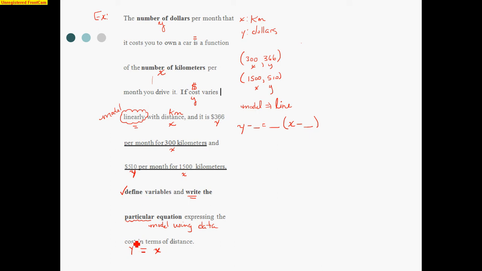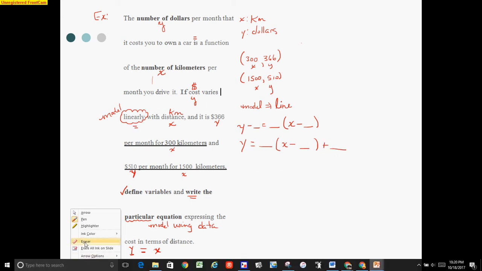Oops, they want the cost in terms of distance. That means they want y by itself. So I'm going to write y is equal to blank parentheses x minus blank, and then move this y coordinate over here. So I will put one of these points, I don't care which, I choose this one. So I'll put the y here, and I'll put the x here, and then I need the slope here.